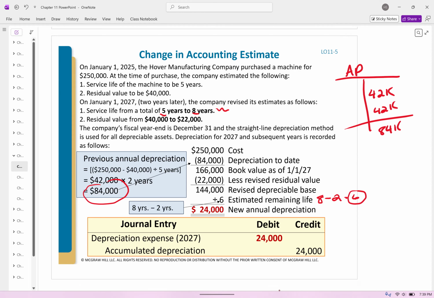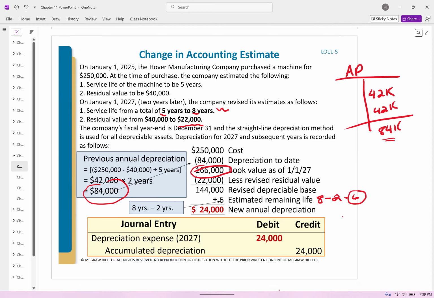That book value is what we will use going forward on our estimate. So that machine was 250,000. Here's our 84,000, gives us that book value of 166. Did they revise... oh yes, they did. They revised the residual value as well. That kind of makes sense. It's going to last longer, but it's going to have less salvage value.